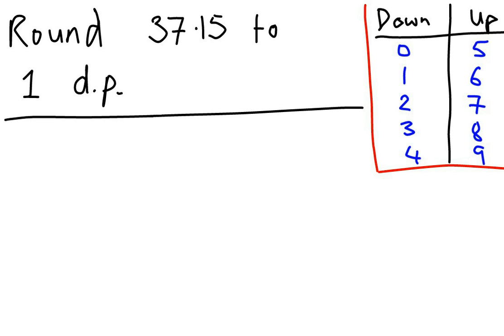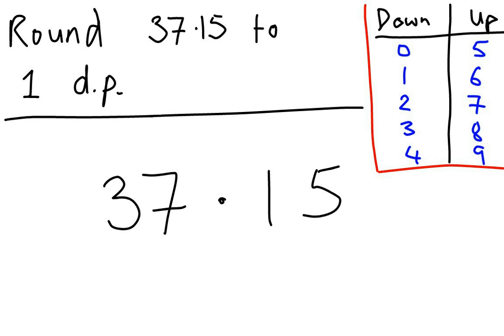This is my sort of question box. So down here I'm going to write out 37.15. Now we've been asked to round to one decimal place. So the first thing I'm going to do is put a line after that first decimal place. Because I'm rounding to one decimal place, after the first digit that comes after the decimal place, I'm going to put a line. If this said to two decimal places, we'd put our line after the second digit that came after the decimal place.